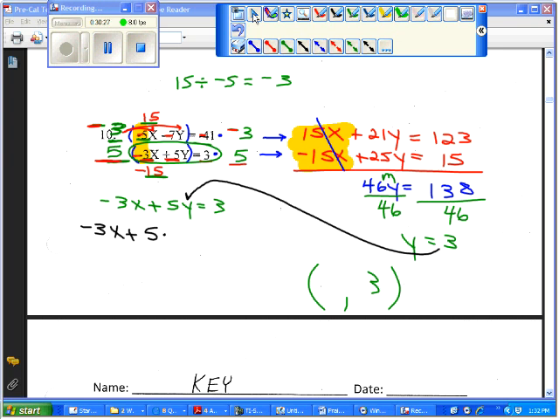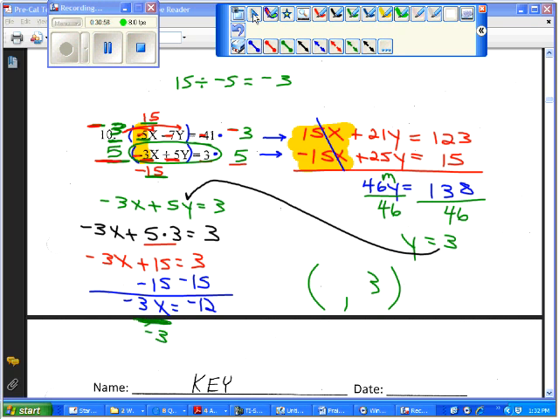Negative 3x plus 5 times the y of 3 is equal to 3. We can do multiplication, so we do. Negative 3x plus 15 is equal to 3. There's nothing else we can do to simplify. The variable x is not on both sides, so we're going to undo addition by subtraction. We're going to get negative 3x equal negative 12.